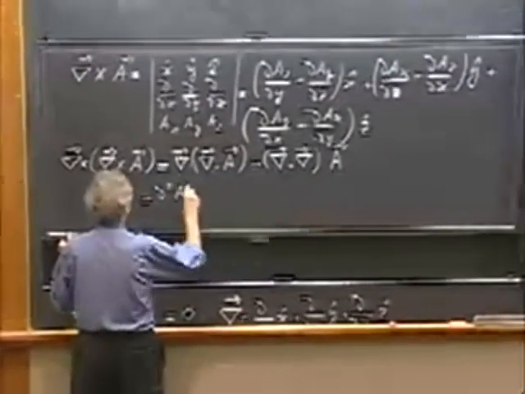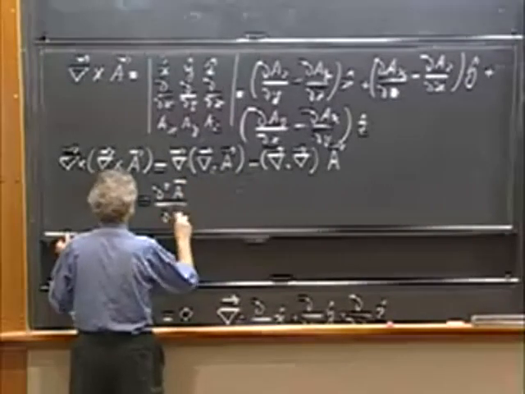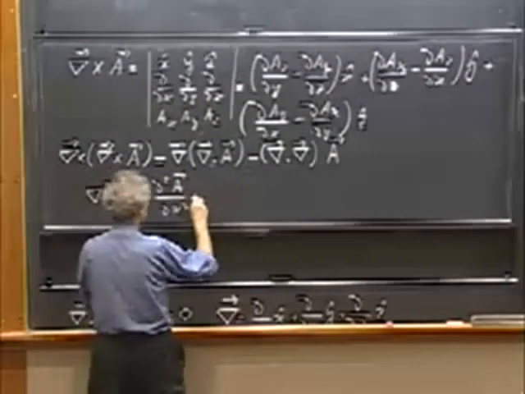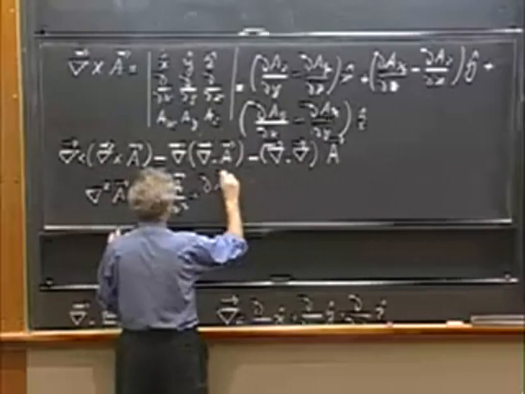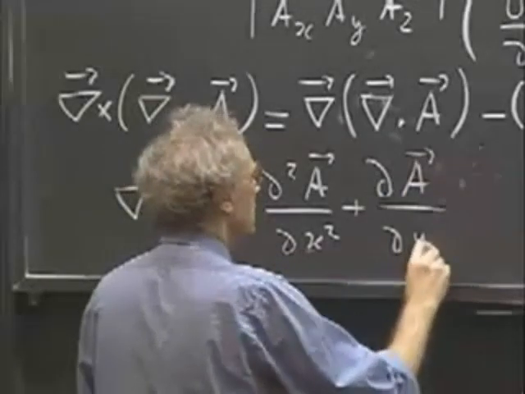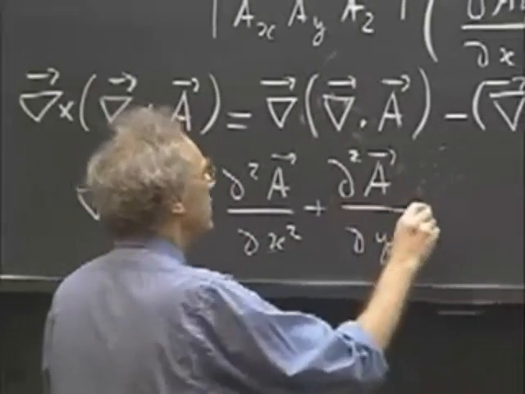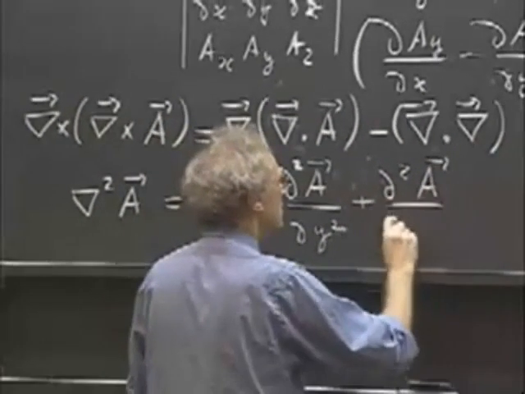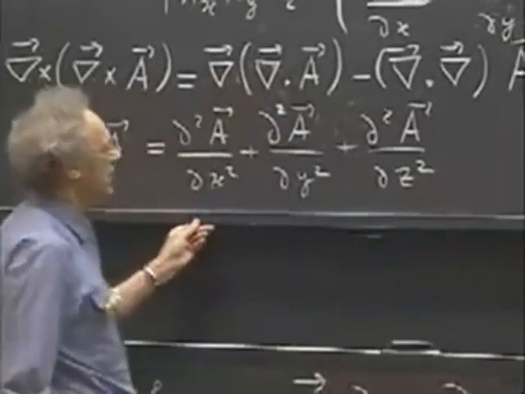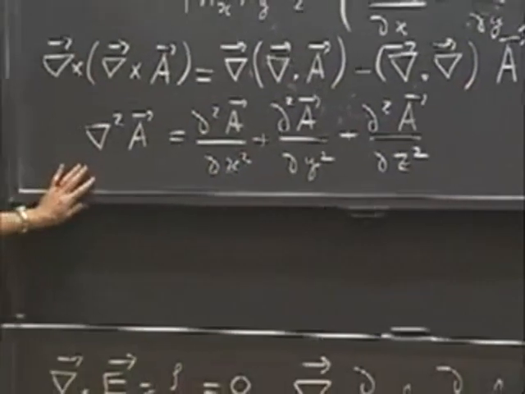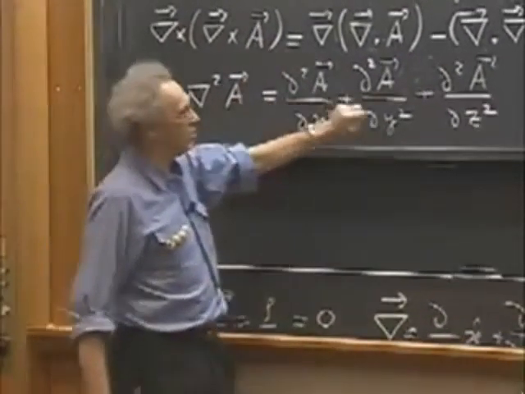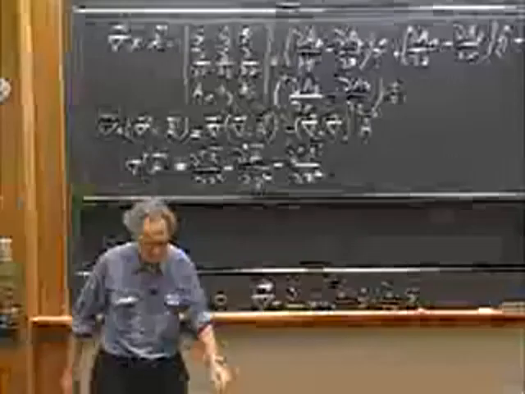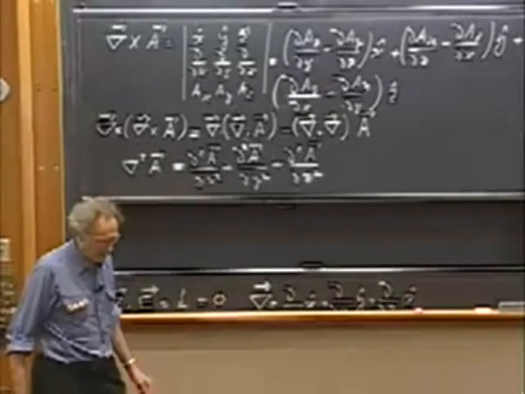is d2A/dx squared, the whole vector, plus d2A/dy squared plus d2A/dz squared. And this has 9 terms, because this has 3 terms, this has 3 terms, and this has 3 terms. I will do the first one, and then you have to do the others.